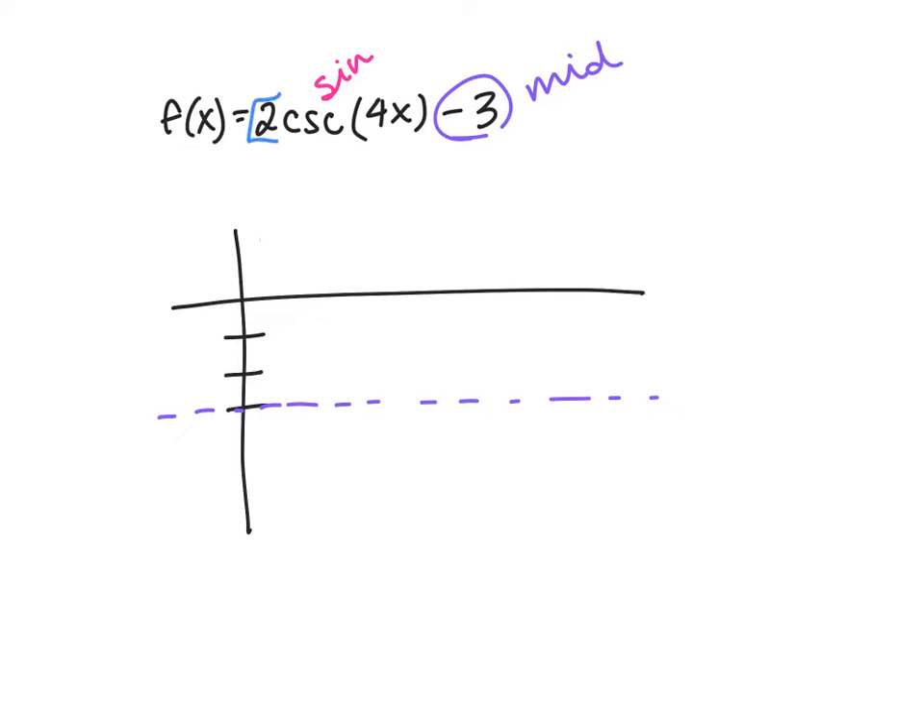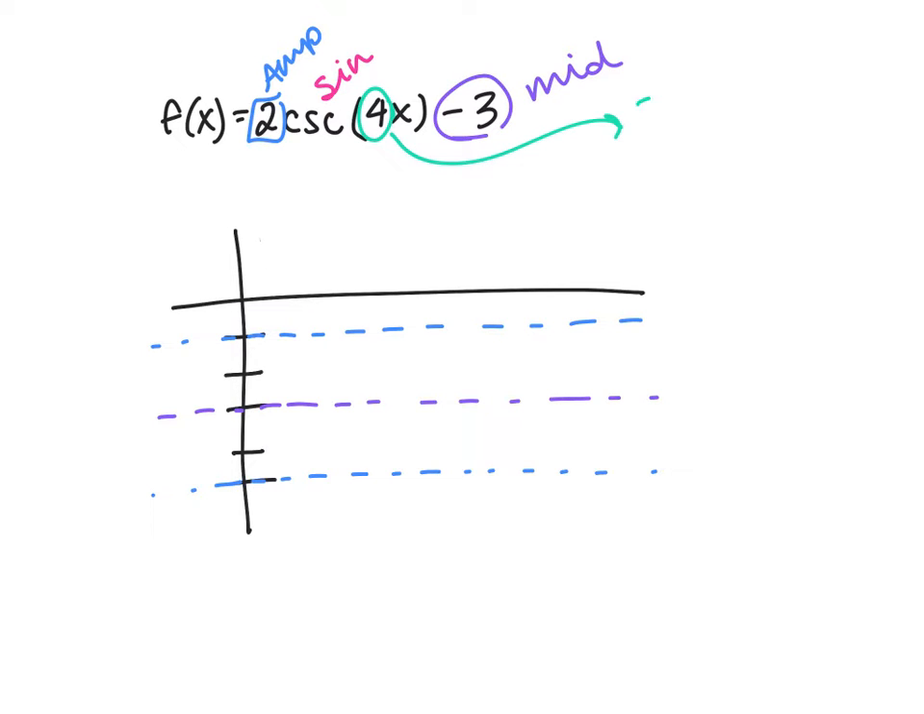This 2 out front tells us our amplitude is going to be 2, so that means the top of the graph will be up at 1. The bottom of the graph will be down at -5. And then we have to get our period here. We use the 4 just like before. Cosecant's normal period is 2 pi. So we do 2 pi divided by 4 to find out the period of this graph will be pi over 2. There's no shift, so we know we'll start at 0.